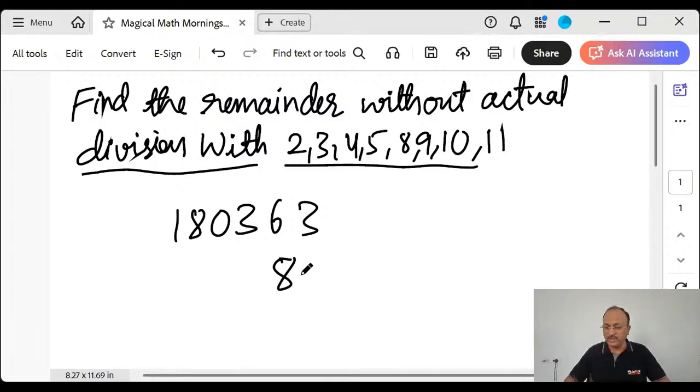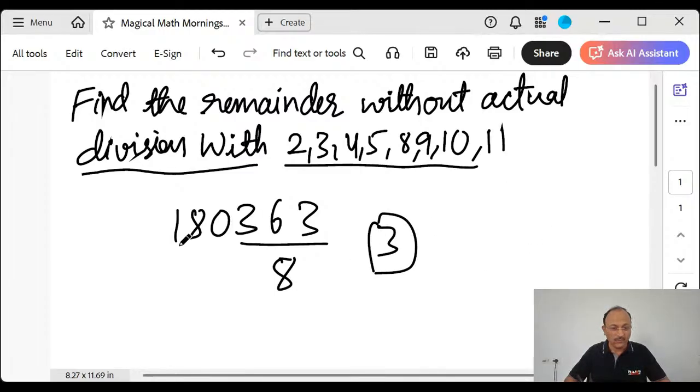The people who know the trick, they will write the answer within 1 or 2 seconds and they will proceed. But the people who don't know, what they will do, they keep on dividing this. 8 2s are 16, 2 is remaining, 8 4s are 32, 4 is remaining, 8 5s are 40, 3 is remaining. What you people do, you just check only the last digits. 8 4s are 32, 43 is there, 8 5s are 40, 3 is the remainder. You will do it in 2 seconds and you will write the answer and you will proceed.